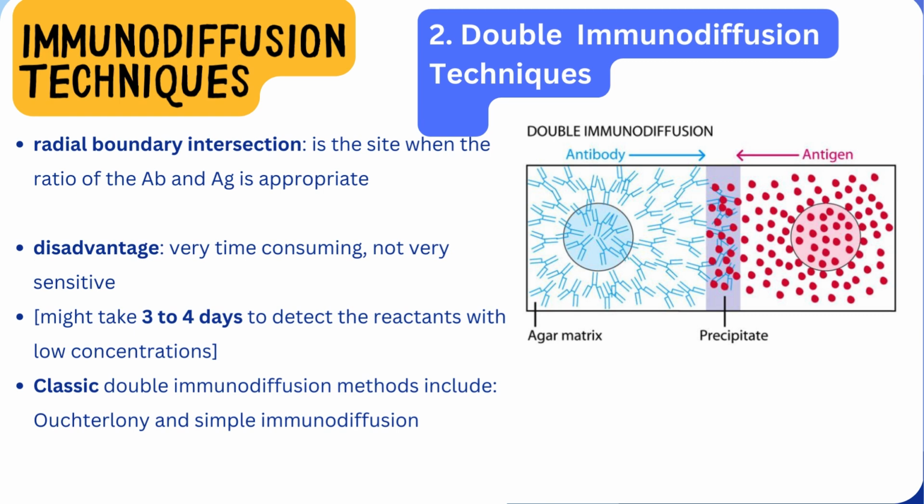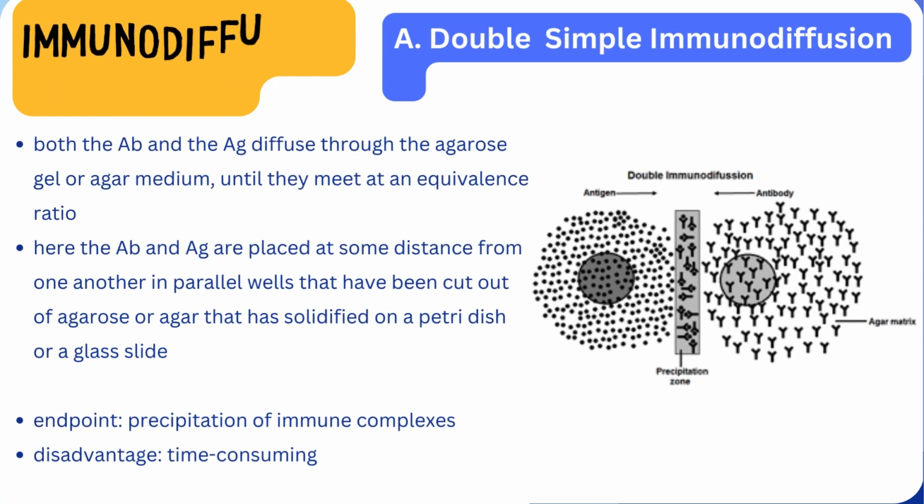This is the site where the ratio of the antigen and antibody is appropriate, more or less the zone of equivalence. However, what's the disadvantage? It is very time consuming and not so sensitive. It will take 3 to 4 days to detect the reactants, especially those with low concentrations. Classic double immunodiffusion methods include Ouchterlony and simple immunodiffusion.